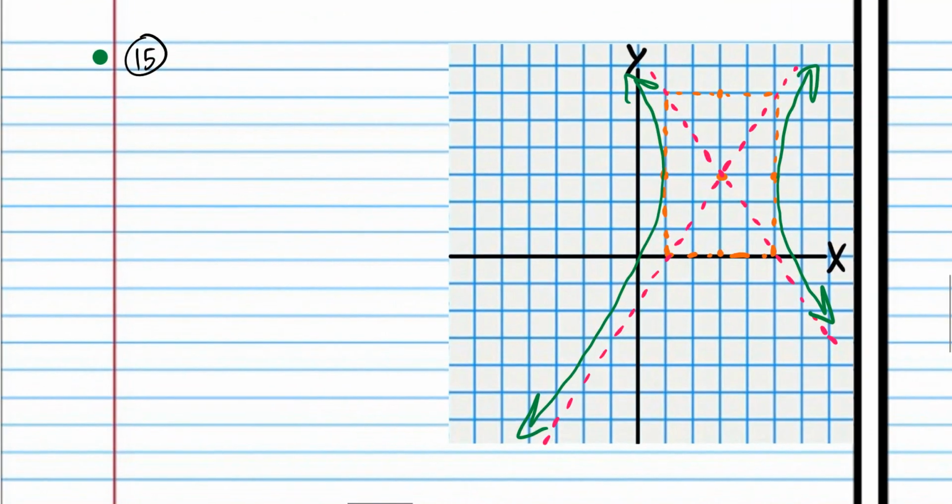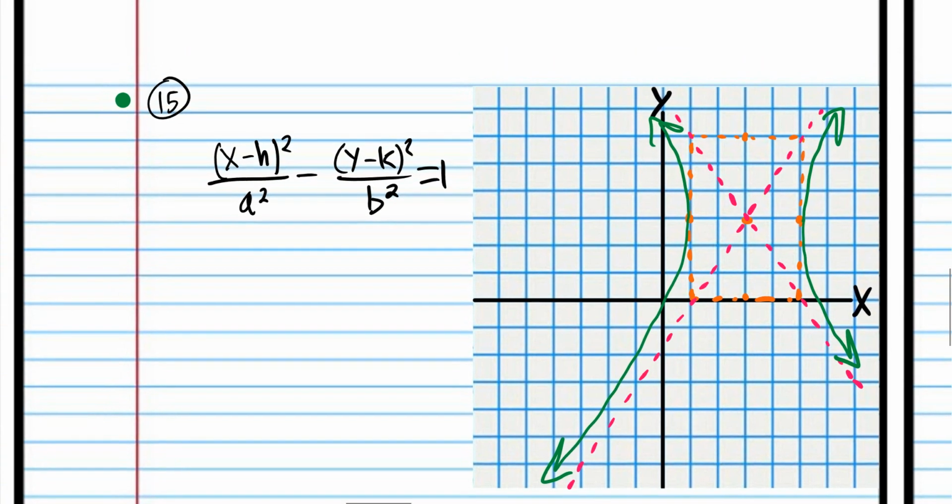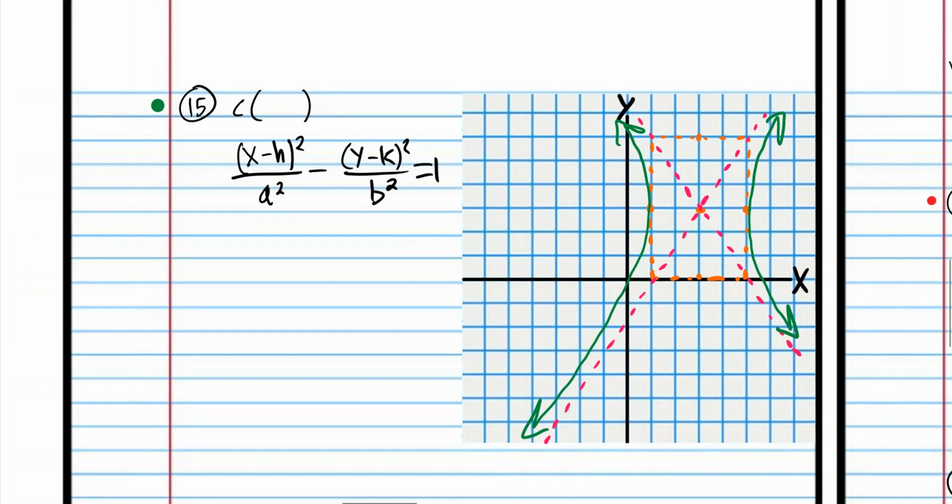Now, this hyperbola opens to the left and to the right, the green part. So whenever you have a hyperbola that opens to the left or to the right, A is going to be under the x minus h squared term, and it comes before the negative symbol. And of course we want to find the center. So try 15, and when you come back we'll do it together.